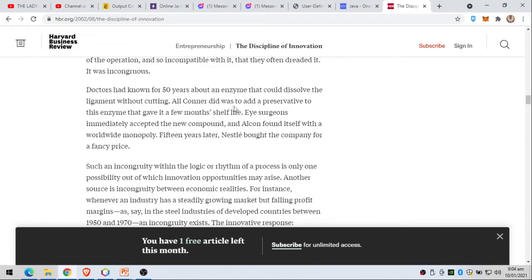Doctors had known for 50 years about an enzyme that could dissolve the ligament without cutting. All Conner did was to add a preservative to this enzyme that gave it a few months' shelf life. Eye surgeons immediately accepted the new compound, and Alcon found itself with a worldwide monopoly. 15 years later, Nestle bought the company for a fancy price.